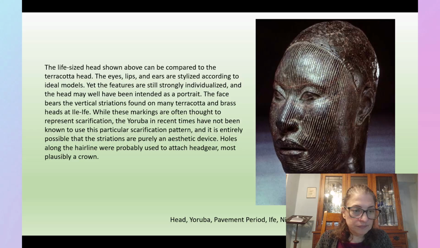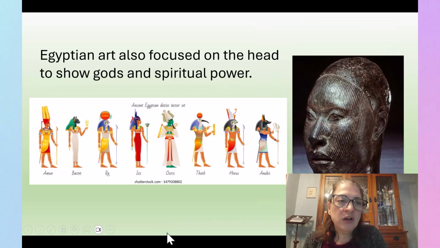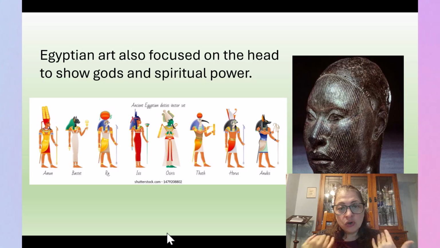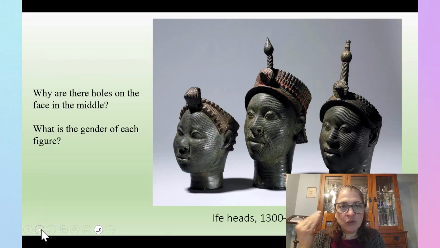We can look at other examples of cultures in Africa that focused on heads to show power and to show spiritual power. The best example I can give you is the Egyptian art. So in Egyptian art, we would often have the head shown as an animal, let's say, because we want to make that connection to the spiritual world, and they would have a human body. So we do see across almost all African art, I keep saying it, that the head is what is focused on.